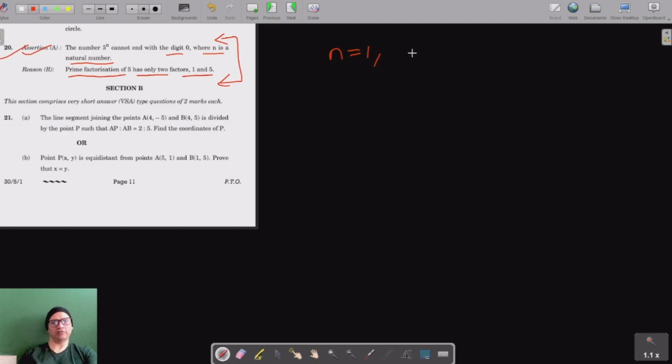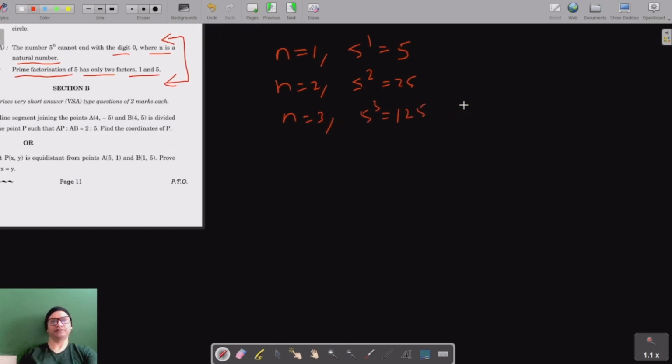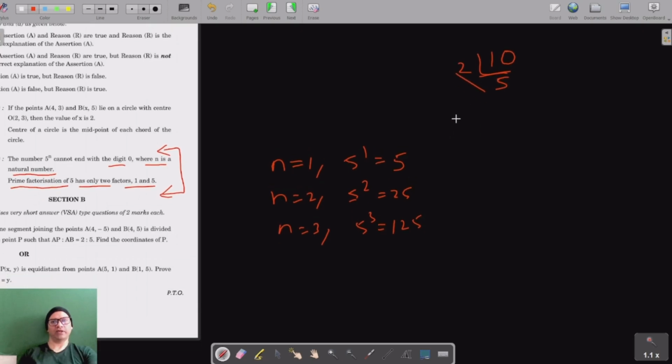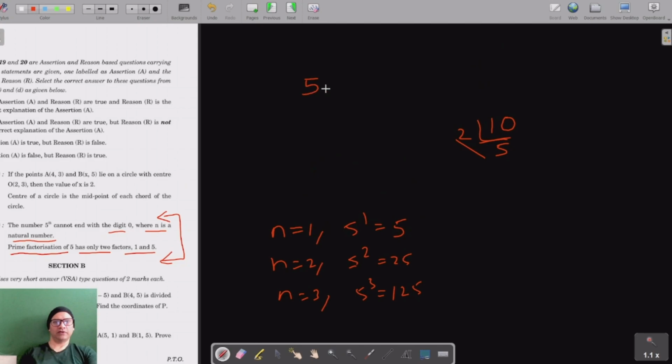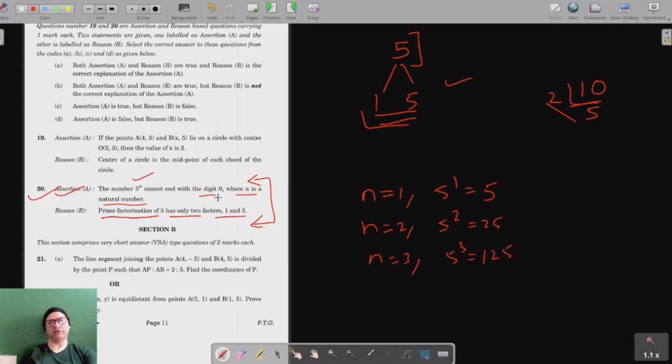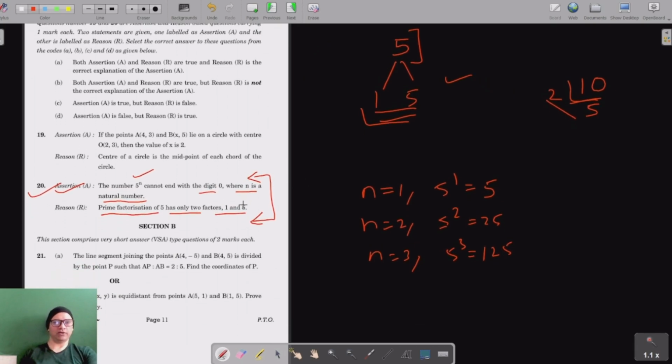So if we take n equal to 1, then 5 raised to the power n is 5, and this does not end with digit 0. For n equal to 2, it's 5 squared, which is 25. For n equal to 3, it's 5 cubed, which is 125. Now, for a number to end with 0, let's say it's 10, it should have prime factors 2 and 5. But 5 has only two factors, 1 and 5. It doesn't have any prime factor 2. So that means 5 raised to the power n cannot end with digit 0. To end with digit 0, it should have a prime factor 2 as well.